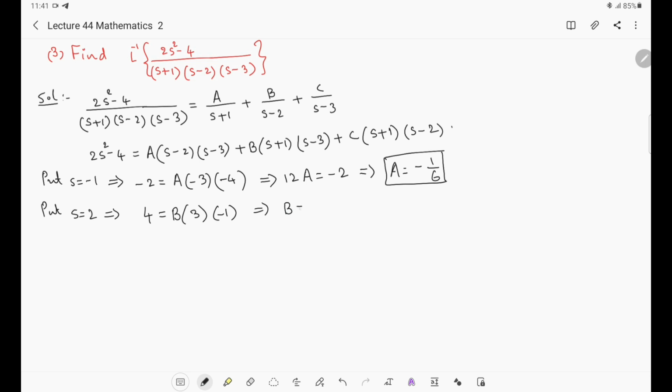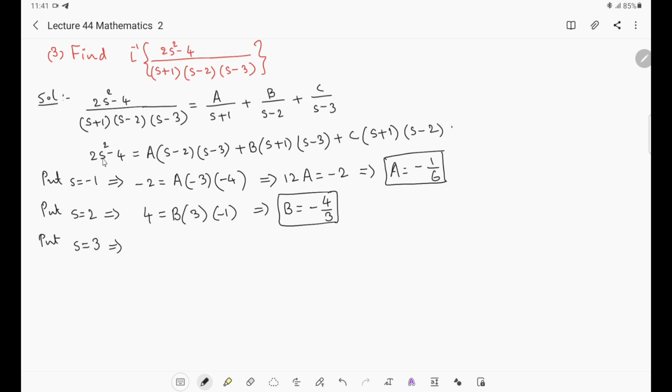So from this what we will get? b equals minus 4 by 3. So the b value is minus 4 by 3. Then now we have to cancel out this one and this one to get the value of c. In these two terms s minus 3 is there. So put s equals 3.